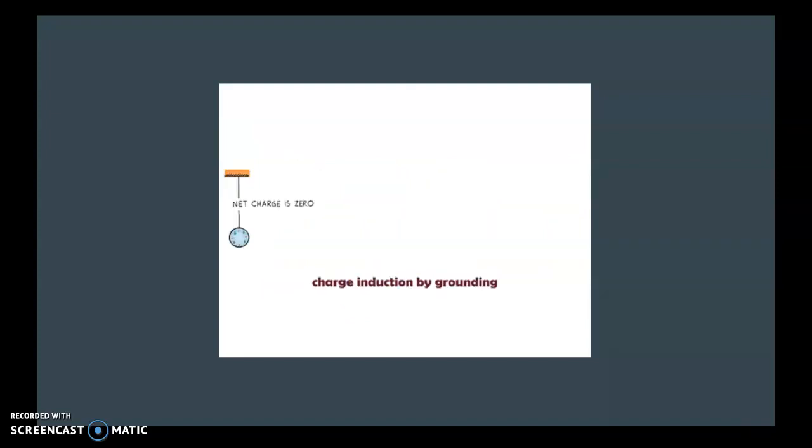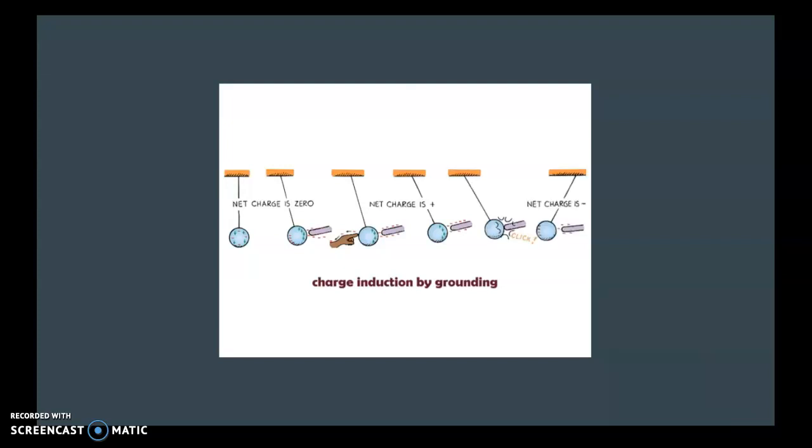Charge induction by grounding can be illustrated using a metal sphere hanging from a non-conducting string. A charge redistribution is induced by the presence of the charged rod. The net charge on the sphere is still zero. Touching the sphere removes electrons by contact, and the sphere is left positively charged. The positively charged sphere is attracted to a negative rod. When electrons move onto the sphere from the rod, it becomes negatively charged by contact.